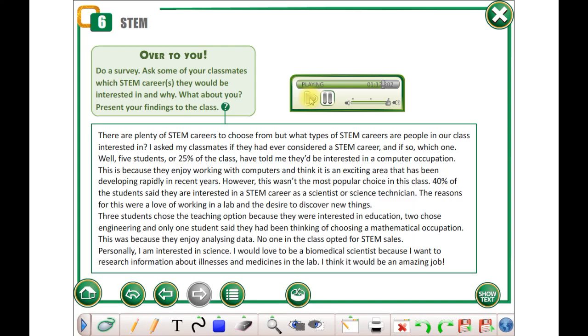Personally, I am interested in science. I would love to be a biomedical scientist because I want to research information about illnesses and medicines in the lab. I think it would be an amazing job.